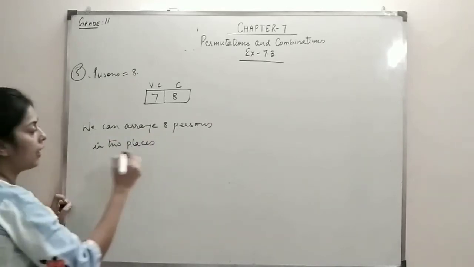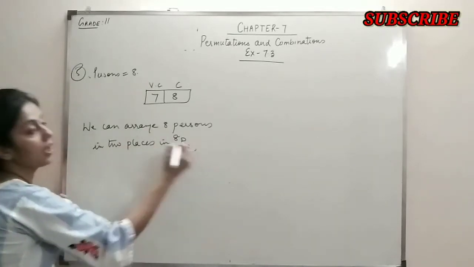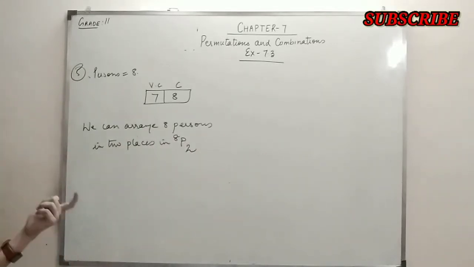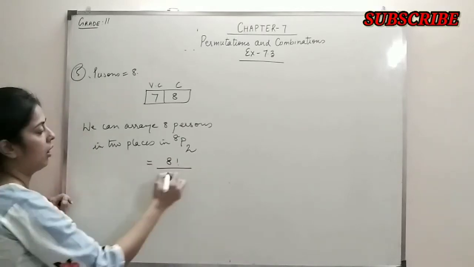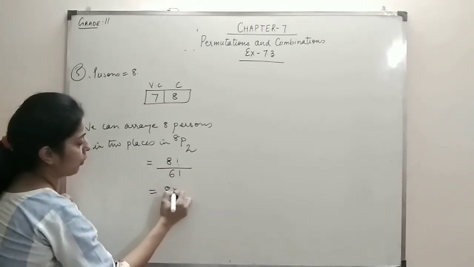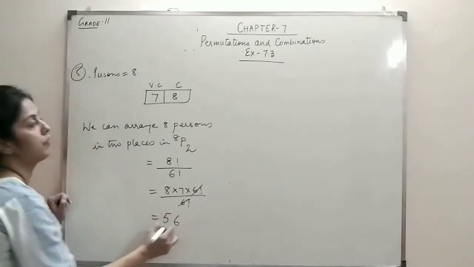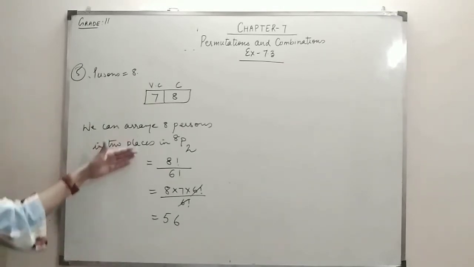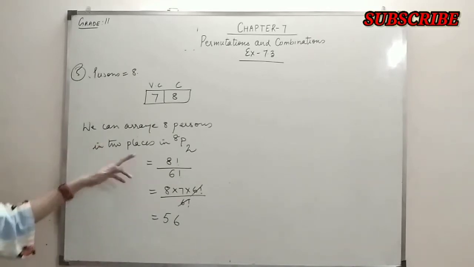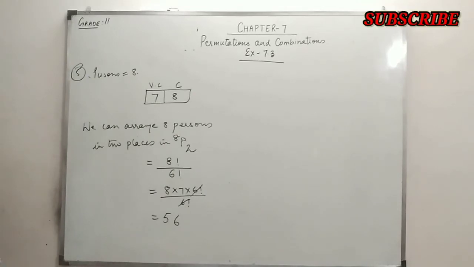In how many ways? In permutation, total 8 persons, and we are taking 2 places for that. In permutation, P(8,2) ways. That is equals to what? That is 8 factorial upon 6 factorial. You can solve it. So that is 56. So how many ways from a committee of 8 persons? By 56 ways we can choose 2 persons for the different posts out of 8 persons.